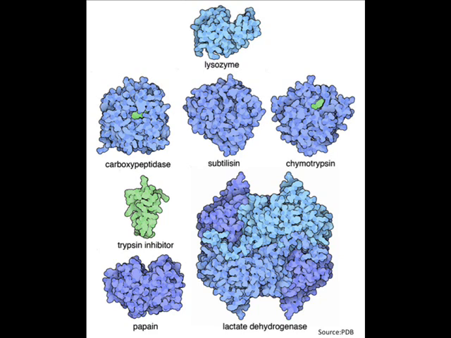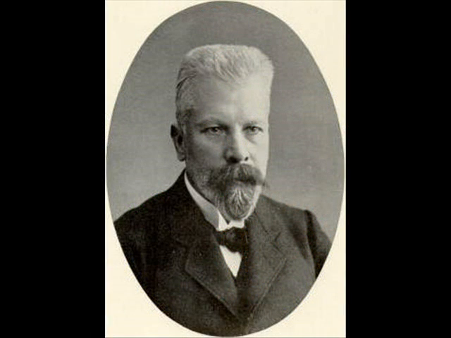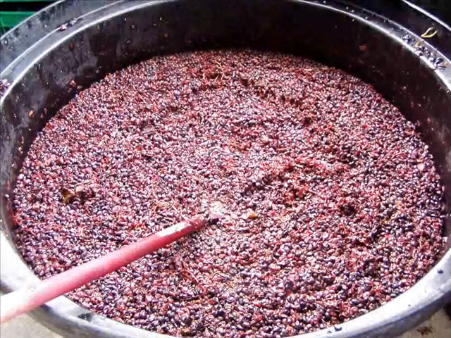Enzymes were discovered in the 19th century when Buchner observed that the conversion of sugar to ethanol carried out by yeast during wine fermentation still occurs even when the yeast are dead.